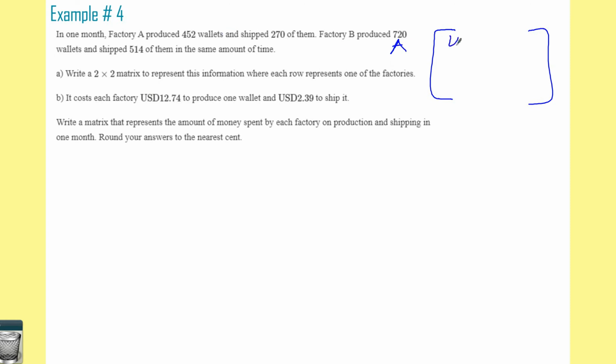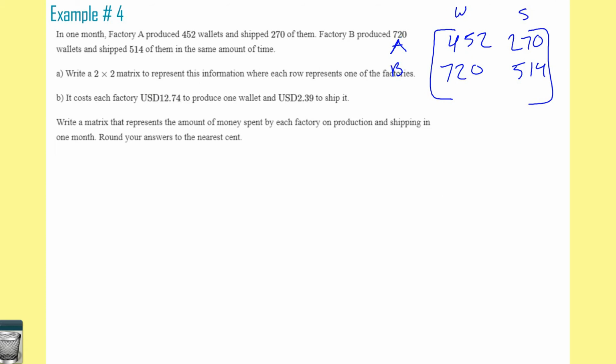So we'll let this be 452 wallets, and 270 of them were shipped. Factory B, we have 720 wallets and 514 of them shipped. So this is total and this is shipped. Okay? Now again, the A and the B and the W and the S, that doesn't have to be part of your answer. I was just showing you where I was getting my info. So you wouldn't need to put that as part of your answer.